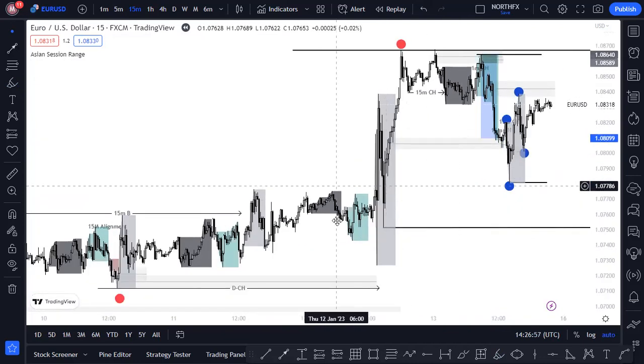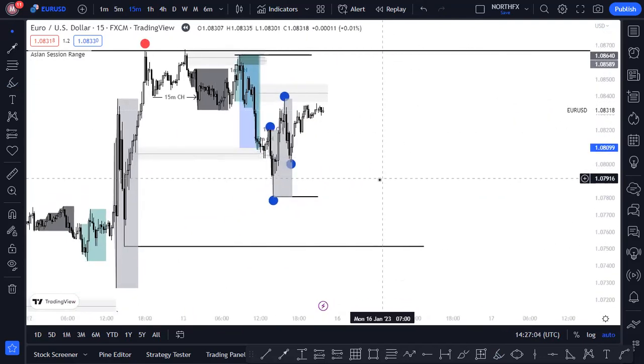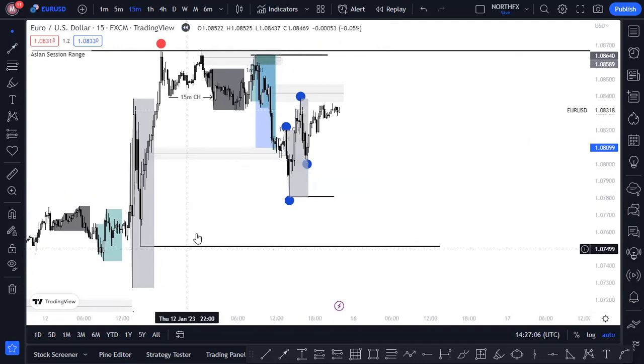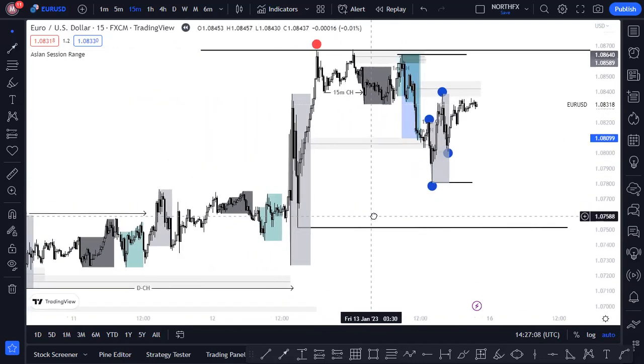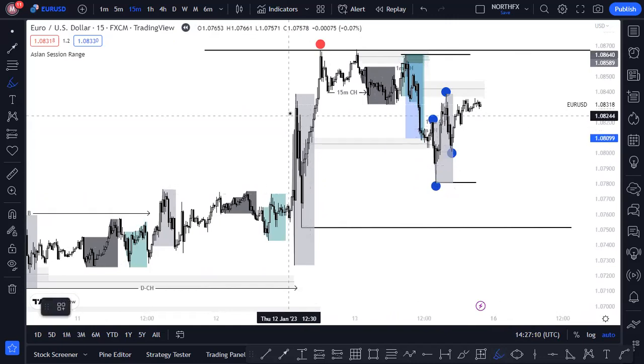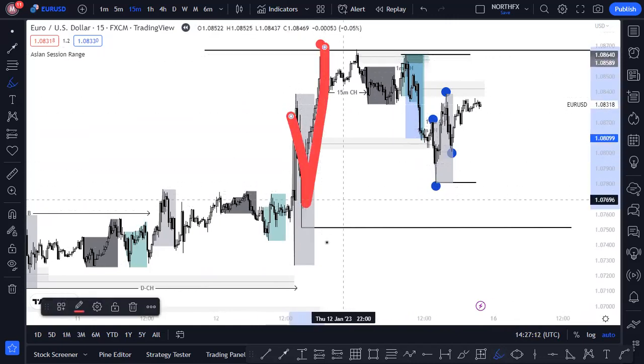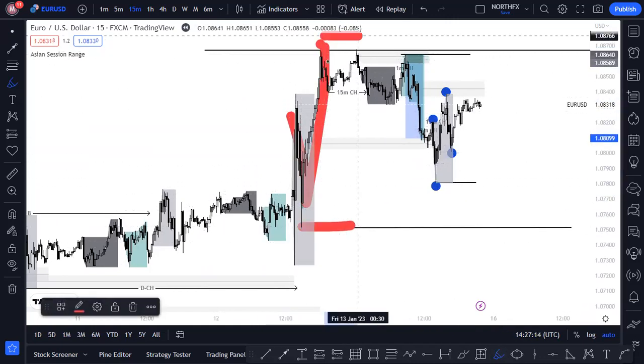So right now, what am I looking to do? This is my 15-minute range, this is my 15-minute structure right here. It's my 15-minute low, and this is my 15-minute swing high. This is my swing low, and this is my swing high.